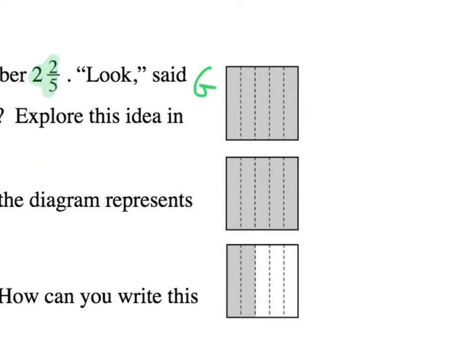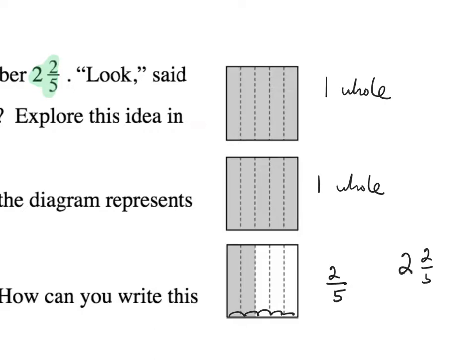This represents one whole. So let me erase G for George. So this represents one whole number. That also represents one whole number. So I do have 2 so far, and this represents 2 out of, and then we can see there's 5 parts. So together I can see that this is 2 2/5. So I can see George's number, but I don't see Helena's yet.